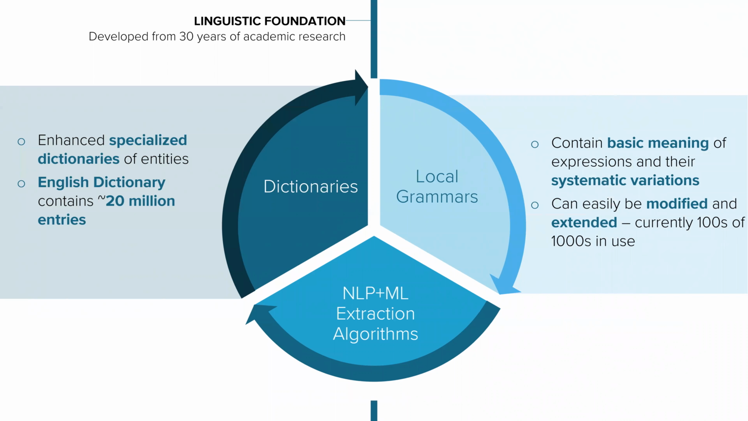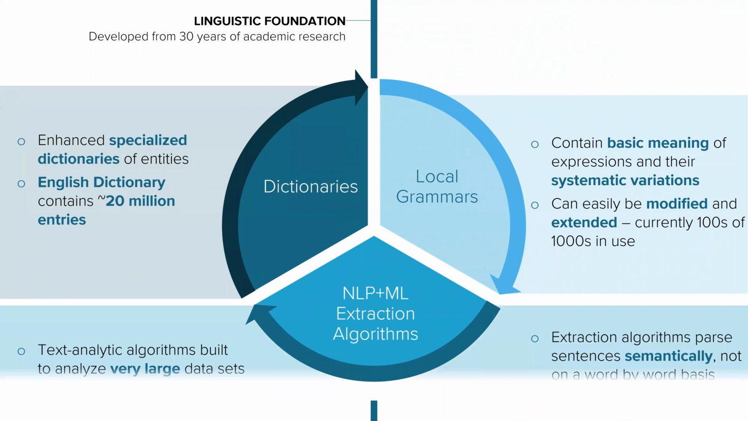Local grammars is the next phase. And these are specifications of how, in each language, there are billions of complex expressions like noun phrases, verb phrases, and how those get constructed out of simpler expressions. So contrary to other techniques like machine learning or statistical approaches, local grammars can be easily modified or extended. So you can modify these to capture certain new aspects or dialects of a language.